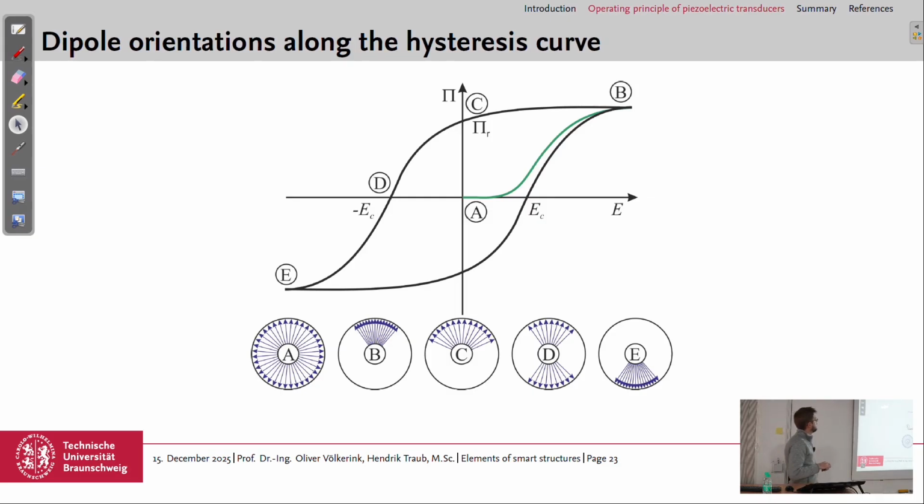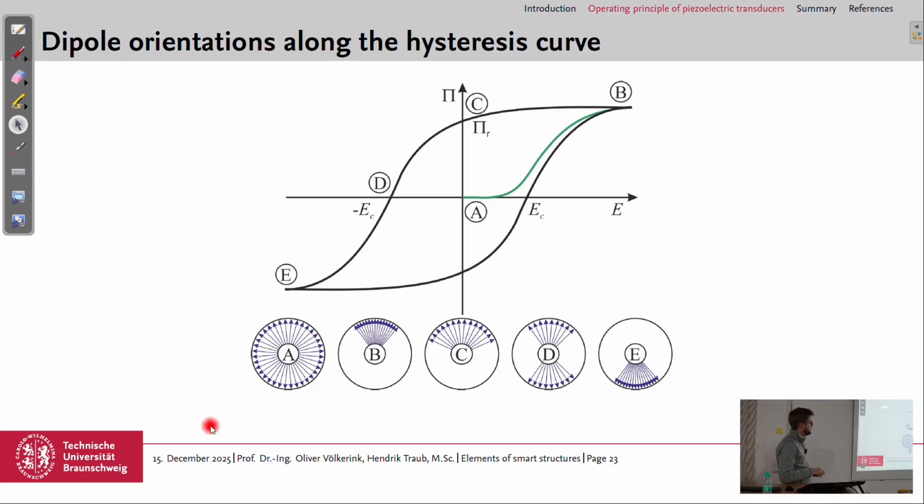So if we look at this characteristic curve, which is the hysteresis curve, we have here on the x-axis the electric field. We have the polarization here, capital P. And we start here in the middle. So we have no electric field applied, and we also have no macroscopic polarization. This is point A.